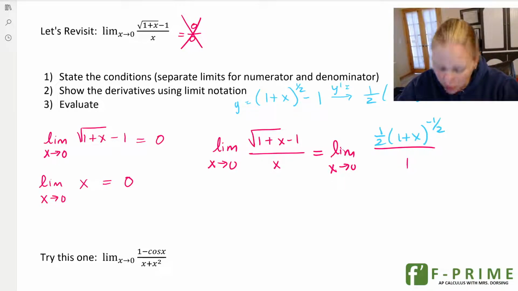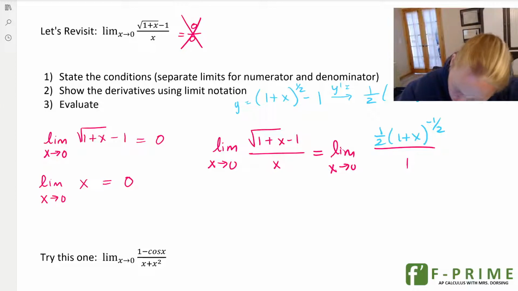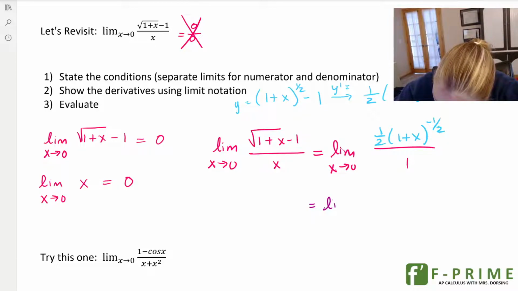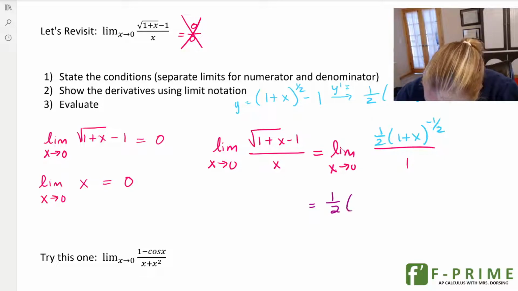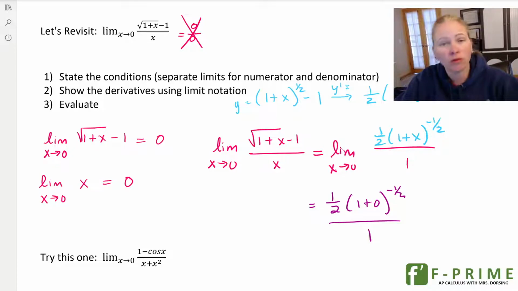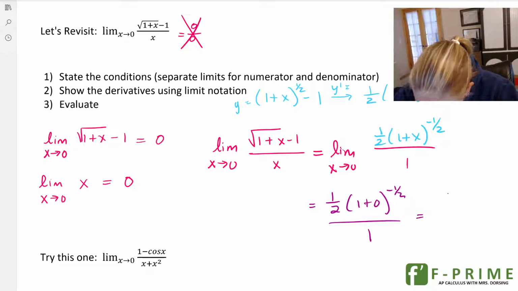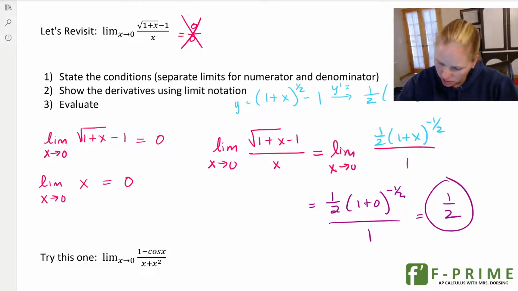Okay, well now I'm going to plug everything in. Actually, I'm just going to use my substitution. So I'm going to have 1/2, 1 plus 0 to the negative 1/2 over 1. Hey, that's going to be 1 to the negative 1/2. That's 1, so 1/2. Ta-da! I've just used L'Hopital's rule. I did the derivative of the top, derivative of the bottom.